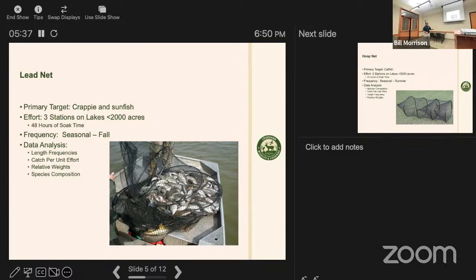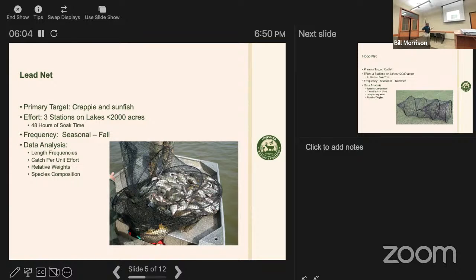Crappie and lapomas are sunfish. And so what we do there is the same thing as certain stations. We set two nets per station. We'll leave it out for 48 hours. So you can't really compare electrofishing to lead nets because it's two different time things. And we usually do this in the fall.